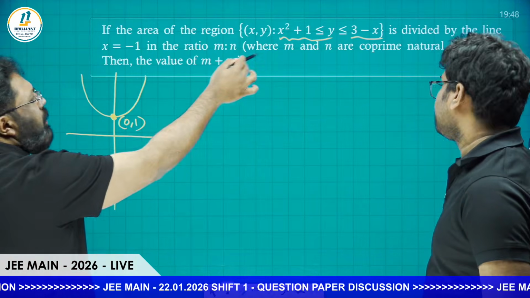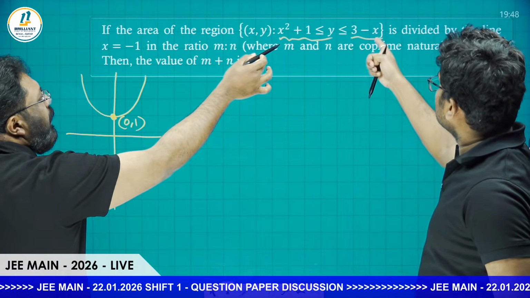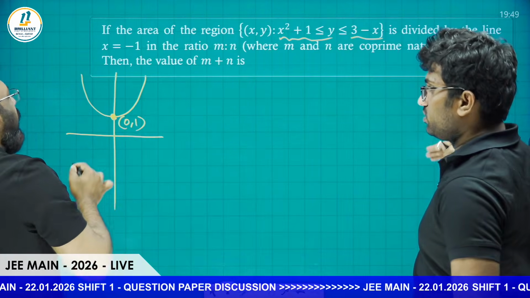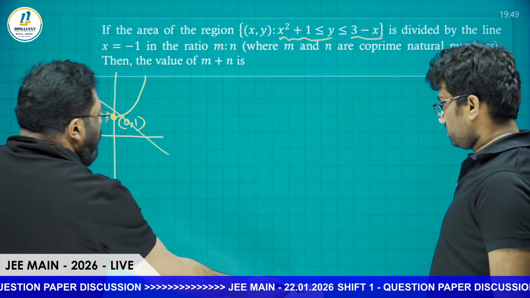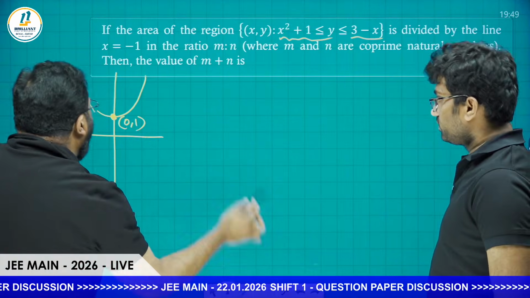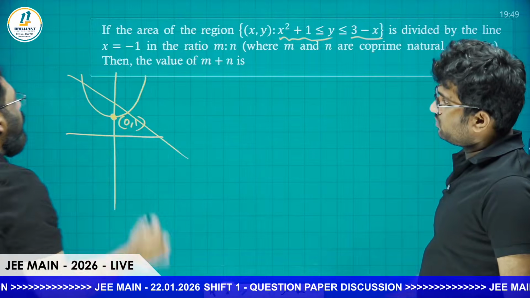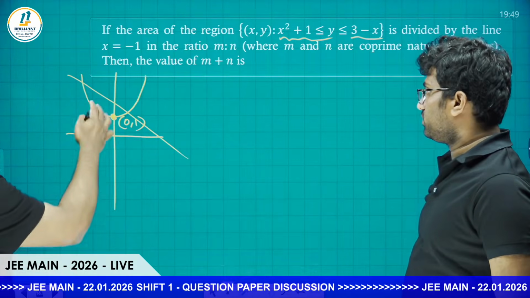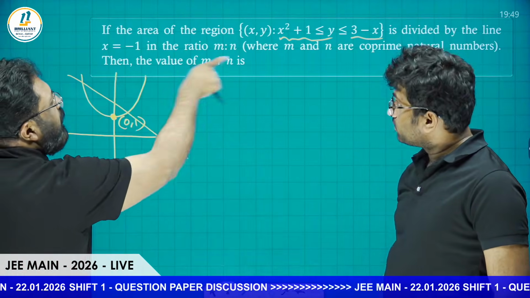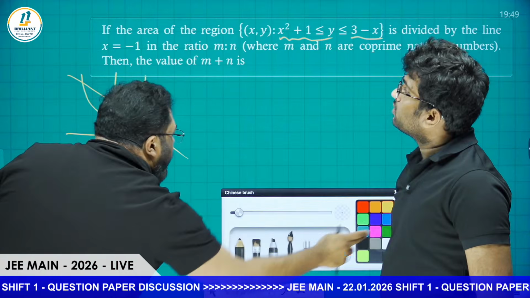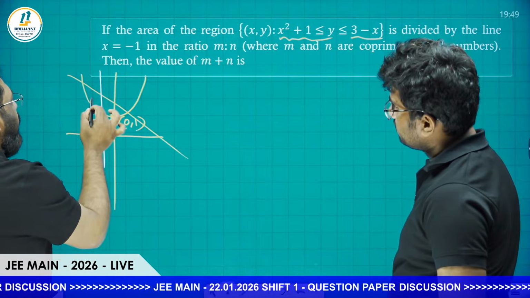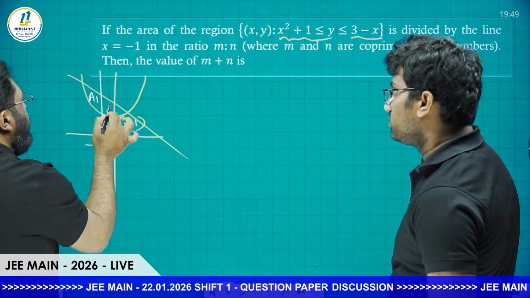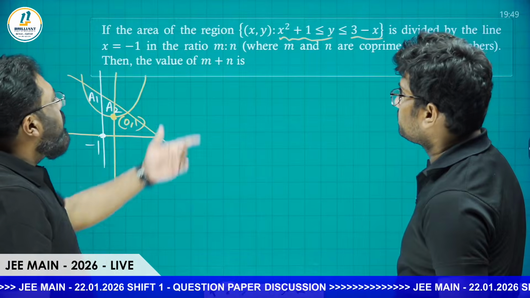Another line: the intercepts are going to be like this, since 3 minus x means slope minus 1. Exactly, sir. Okay. So we need to find the area bounded between the line and the parabola. And they are also giving this line over here, x equal to minus 1. This line x equal to minus 1 divides this into 2 regions, A1 and A2. And the ratio between them is m is to n.